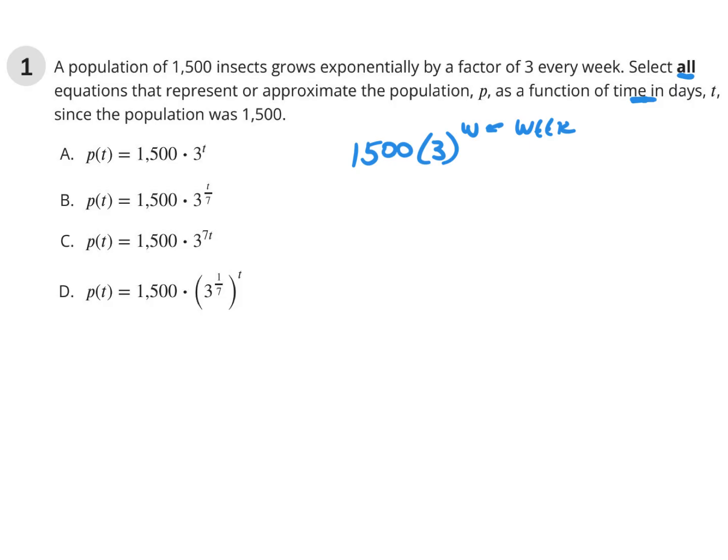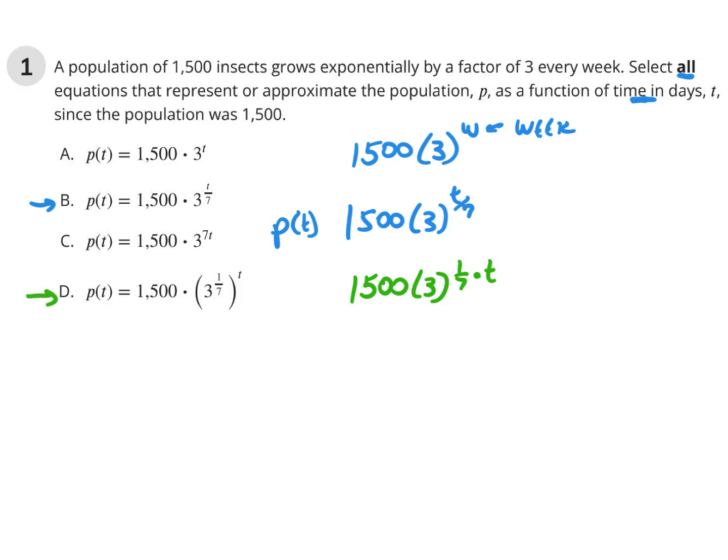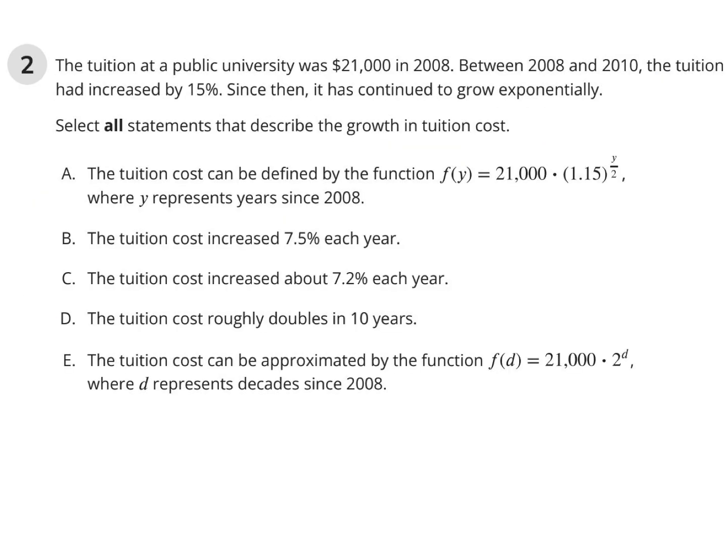So now our equation is going to look like this. We're going to do 1,500, 3 to T divided by 7 because there are 7 days in a week. So that's P of T. And which ones look like this? Well, B looks like this. And we know from our fraction lesson from the previous video that this is 1/7 times T. And either one of them can go inside the parentheses. So D also works.